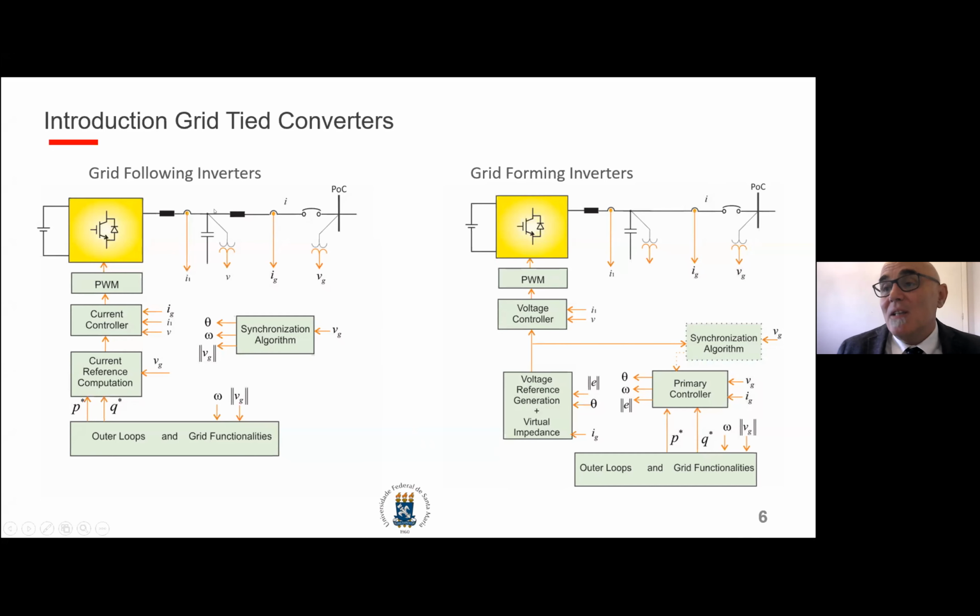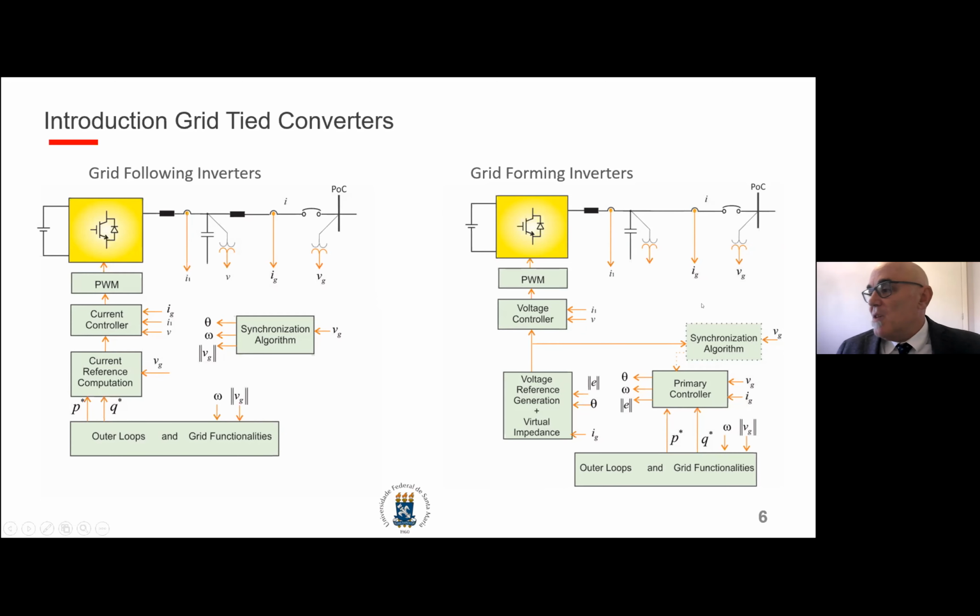The key ingredient in this case is the synchronization algorithm. There are a dozen types of synchronization algorithm, from PLL, Kalman filter, SOGI, and so on. There is quite mature literature regarding synchronization algorithms that, from the voltage vector in a three-phase system, or from the voltage in the case of a single-phase system, get the POC voltage angular position and frequency. That is used to synchronize the current and make it possible to exchange the desired active and reactive power.